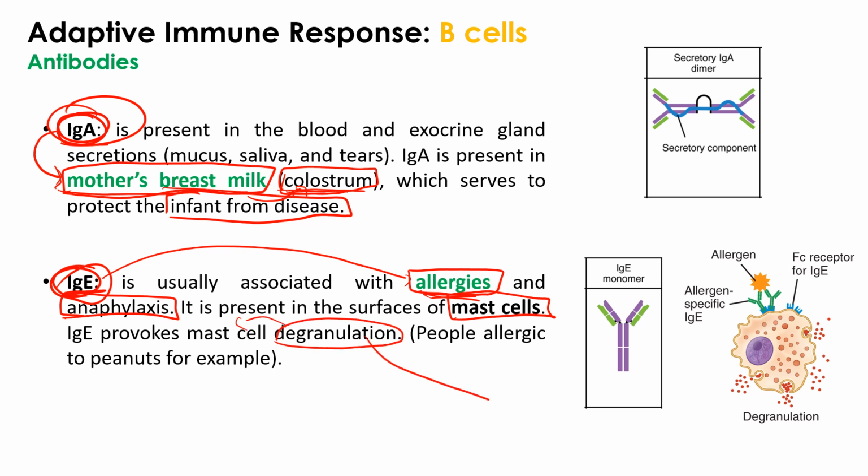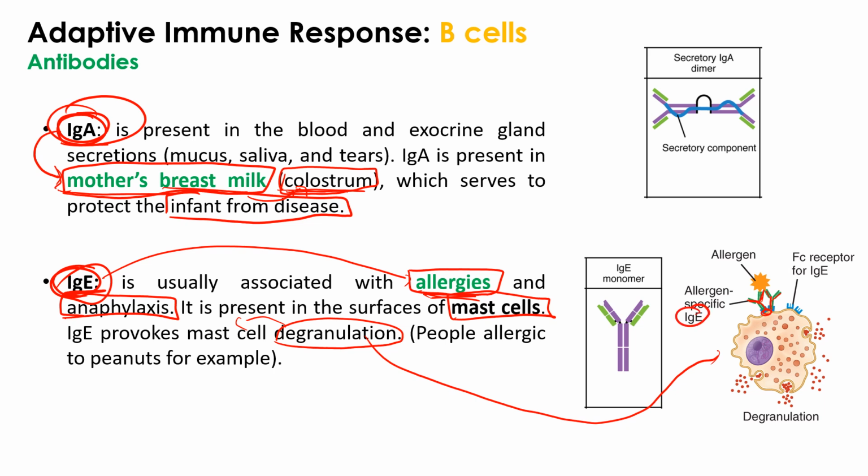And if you look at this picture, this is what happens actually. This is a mast cell. The mast cell has antibodies attached to the cell membrane. The constant region is attached to the cell membrane, and the variable region is the one that is exposed, right? These are a type of IgE.